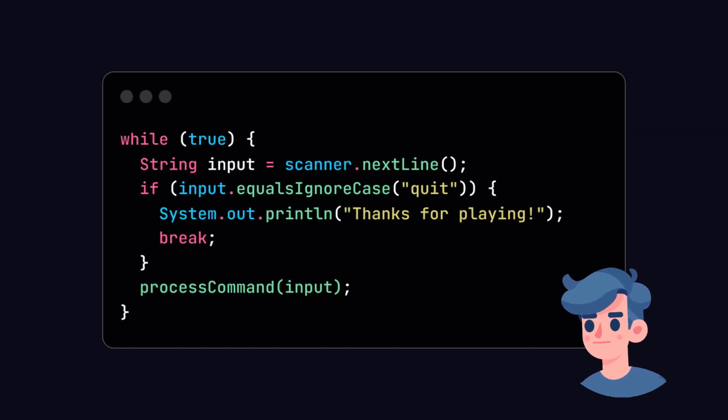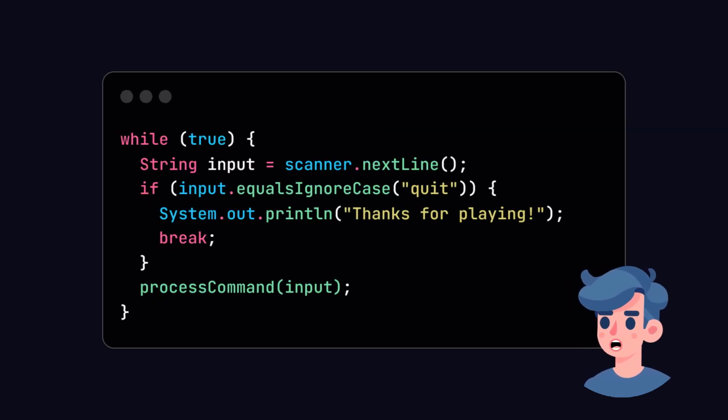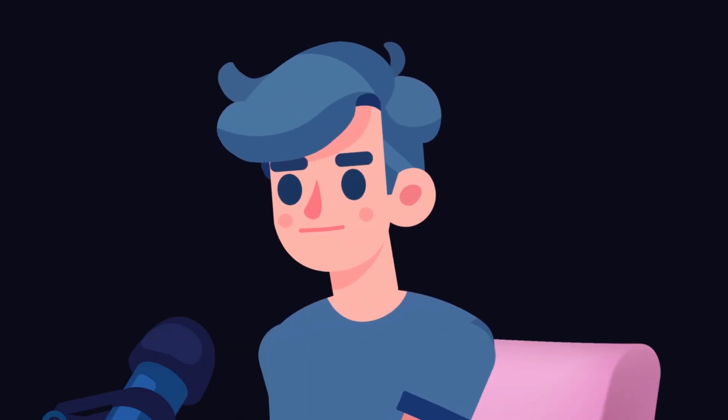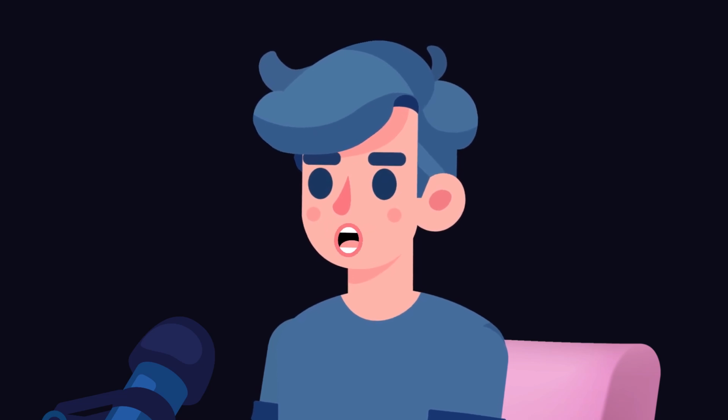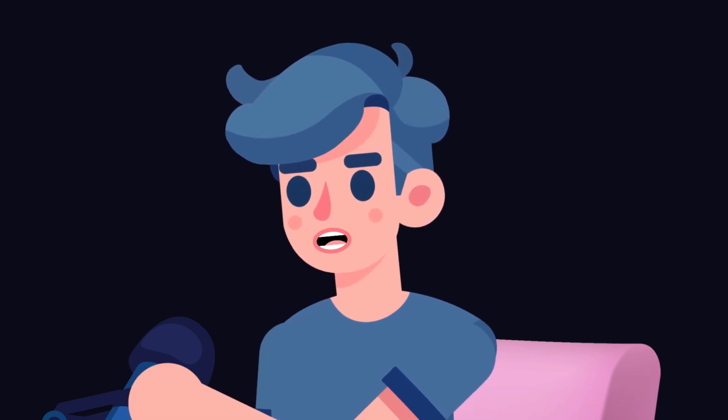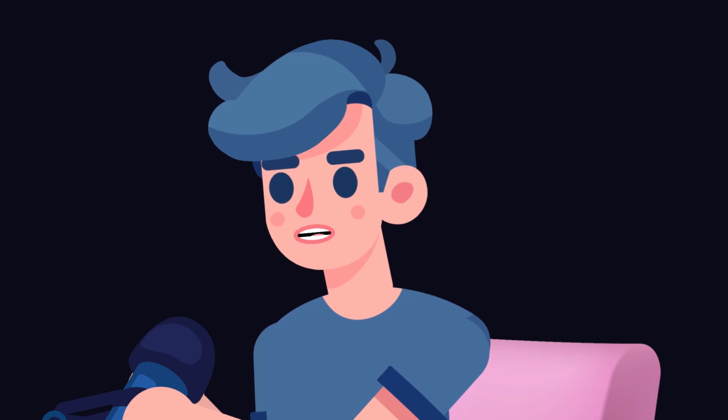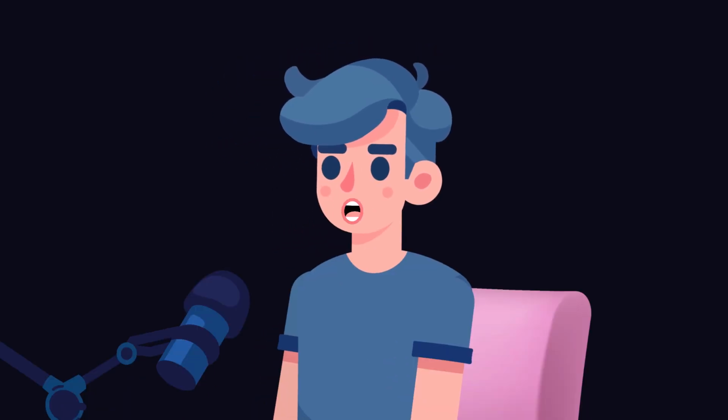Let's implement a loop in the main method to continuously read input from the player until they decide to quit the game. Let's pause here and review the main components we've put in place. We have the game class with a main method, a scanner for reading player input, and a way to process commands through the processCommand method. This forms the foundation of our text-based adventure game.